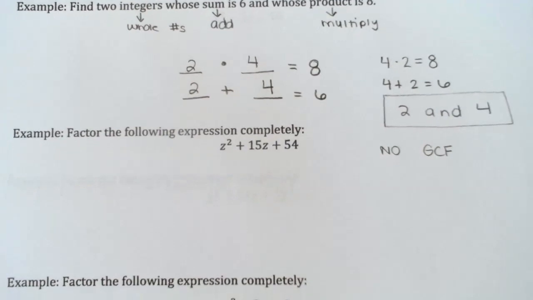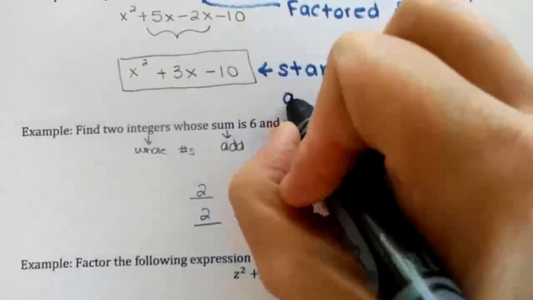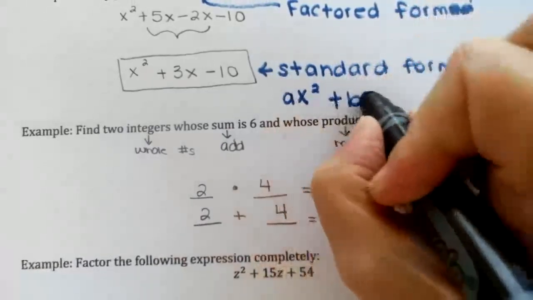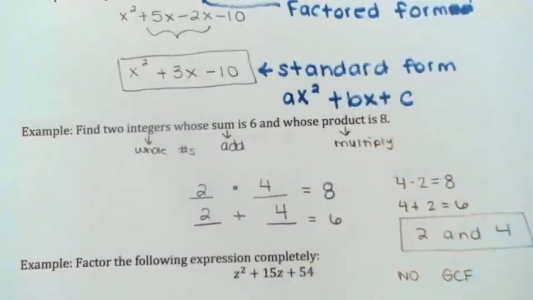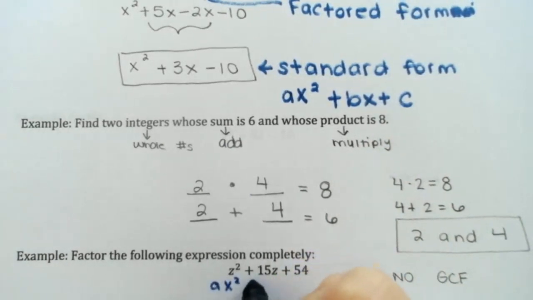So no GCF. So always look for GCF first, just like we talked about at the end of Module 5 Homework 1. So just bear with me for a second and I'll bring it full circle. This is in standard form, just like we talked about up here. Our standard form is going to be ax squared plus bx plus c. So same thing here, ax squared plus bx plus c. This is our standard form.